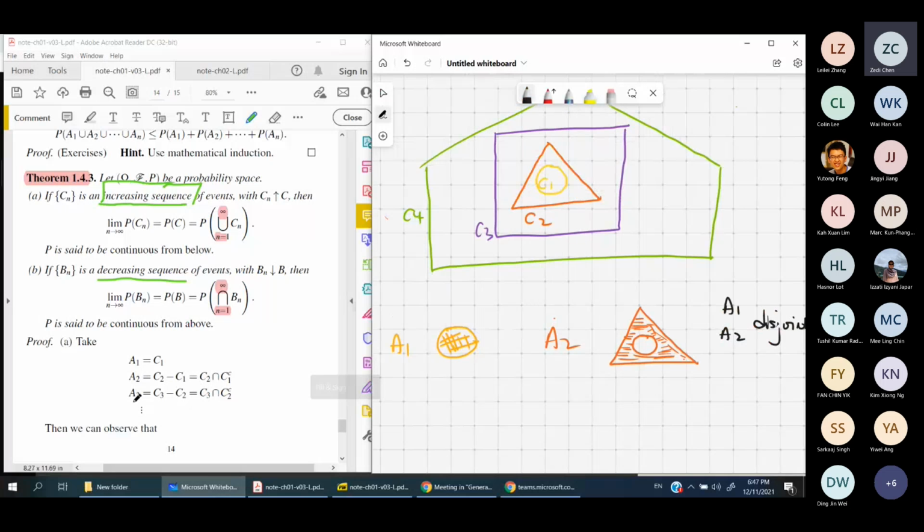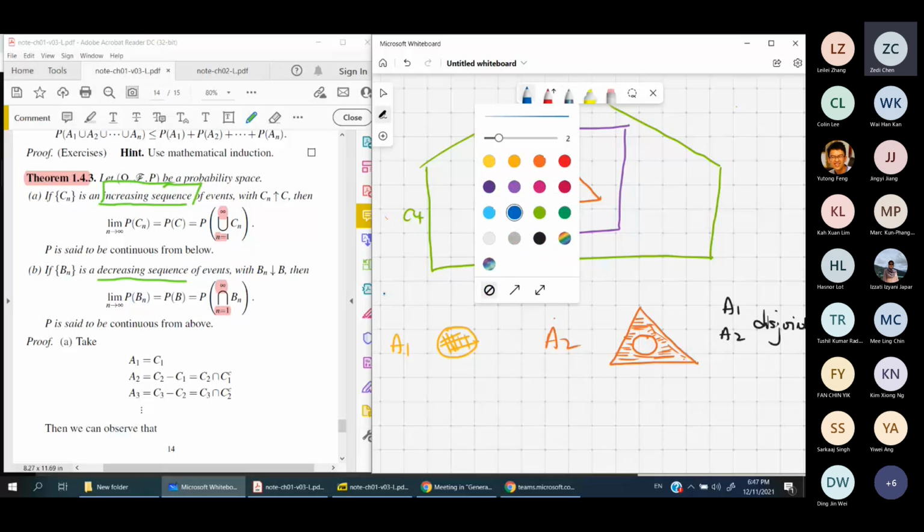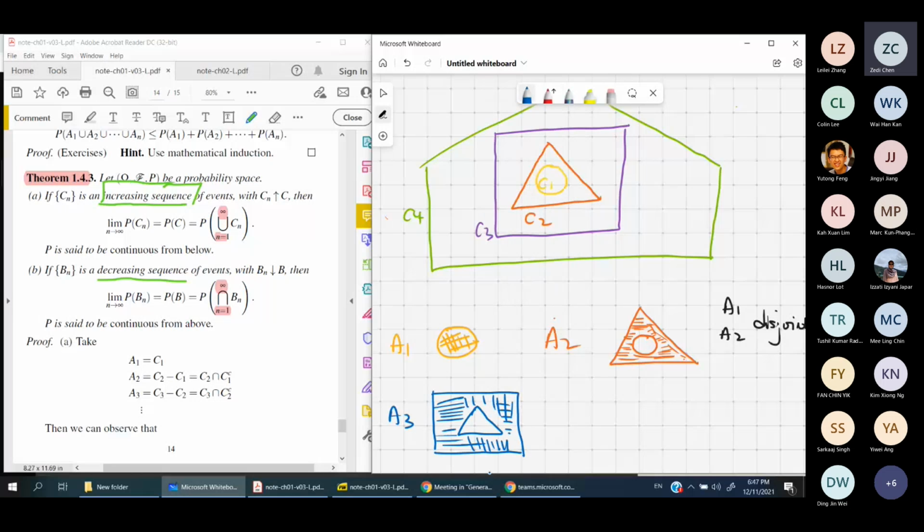Okay, next, what is our A3? A3 is C3, but excluding C2. So that means this is the one, but excluding the triangle. So now we can see A3 will be the square or the rectangle, but excluding the triangle. Only this one. Right, I think it's clear, right? So A2 is this, A1 is this. So now you can easily see that A1, A2, A3, these three are disjoint.